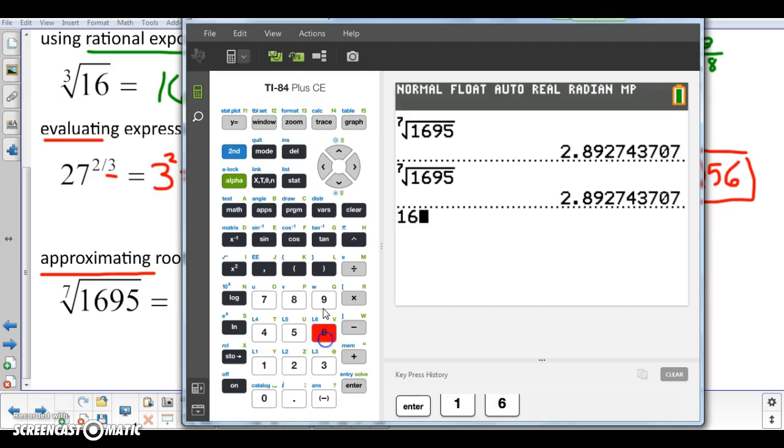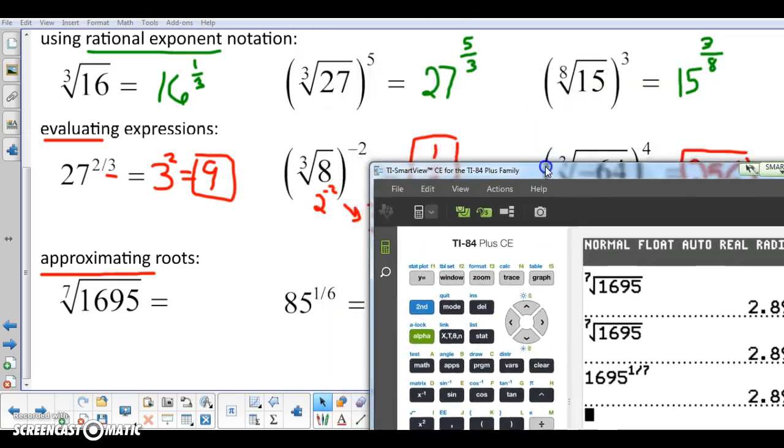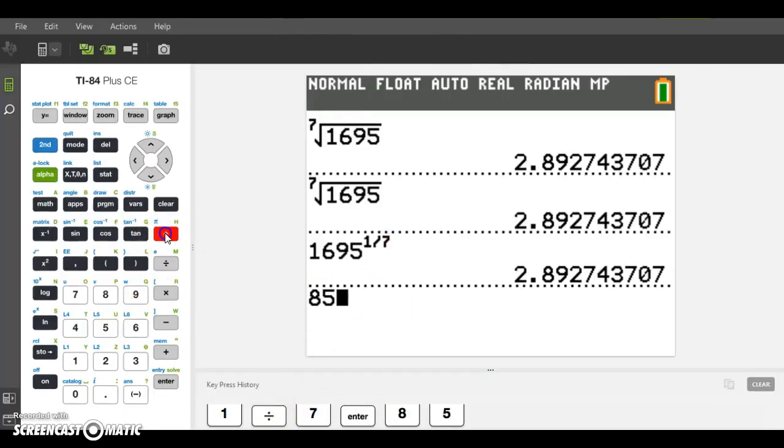The other option would be if I don't want to find that root, I could take this and raise it to the 1/7 power. Same thing. So rational exponents can sometimes make a calculator work just a little bit easier. So I'll show you the other ones. If I get 85 to the 1/6 is the next one I have to do. 85 raised to the 1 divided by 6 power. As long as that stays in parentheses, you're good to go.